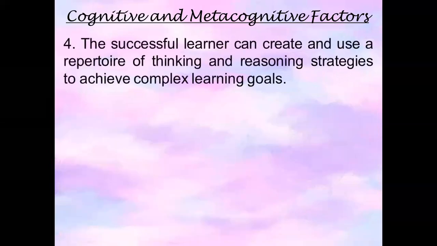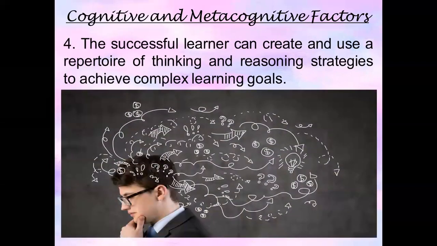Let's have now number 4. The successful learner can relate and use a repertoire of thinking and reasoning strategies to achieve complex learning goals. So for this, you will be needing yourself, your own ideas, your stock knowledge, your collective ideas according to the different kinds of learning goals that you need to achieve. Strategic thinking is a person's ability to use knowledge in different ways to solve problems. Of course, if you have solution 1, you need to have solution 2, 3, up to the point you reach your end goal.